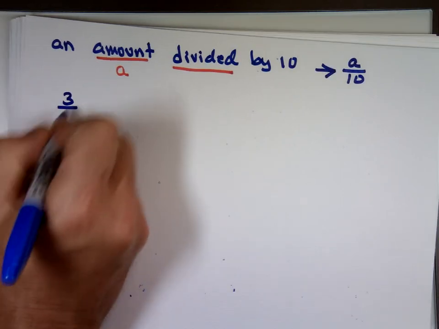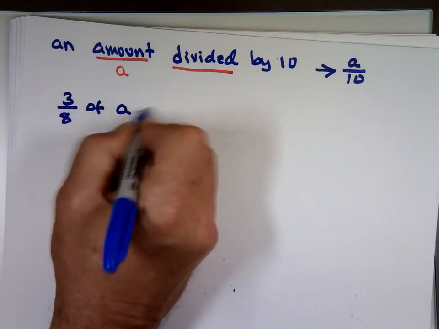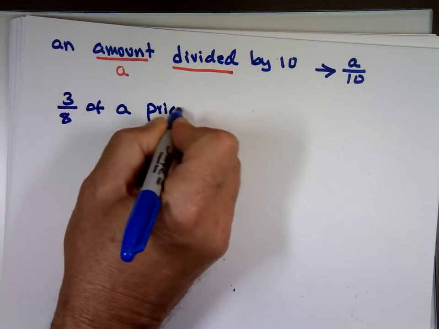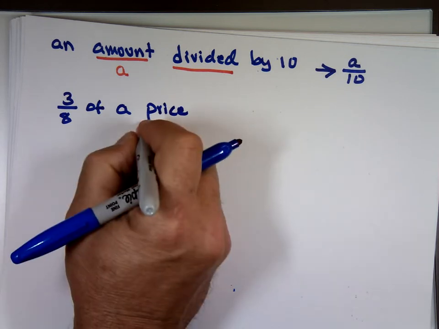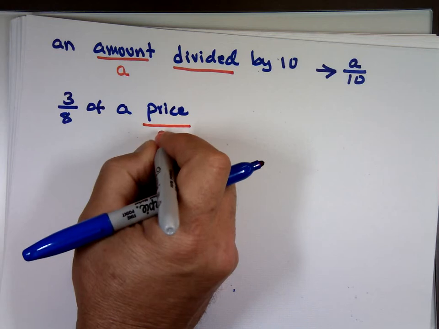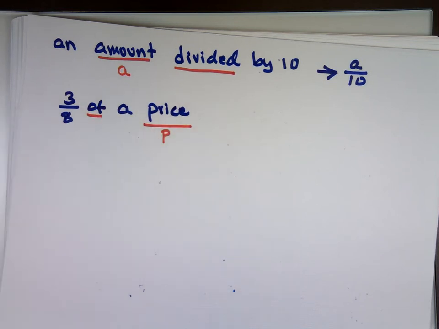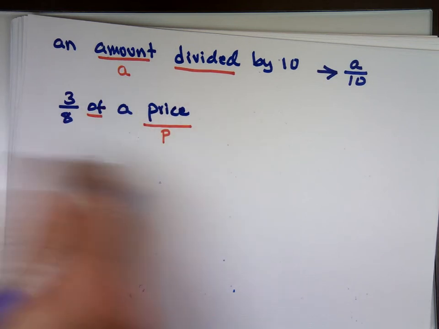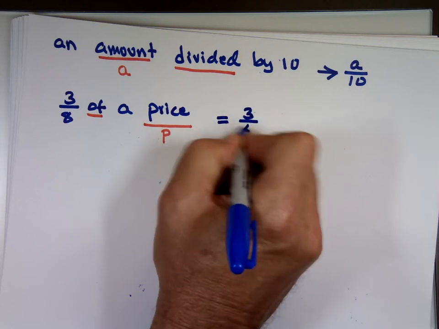Three-eighths of a price. Do we know what the price is? No, we'll use the letter what for it? P for price, good. 3/8 of P. Of means what? Multiply.